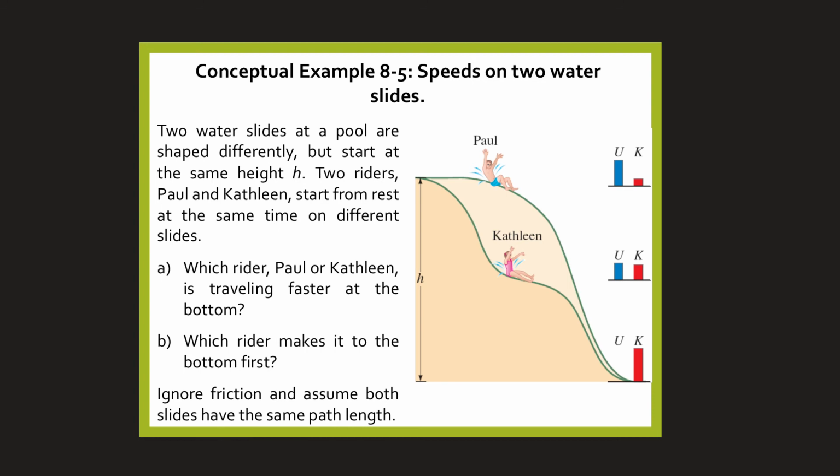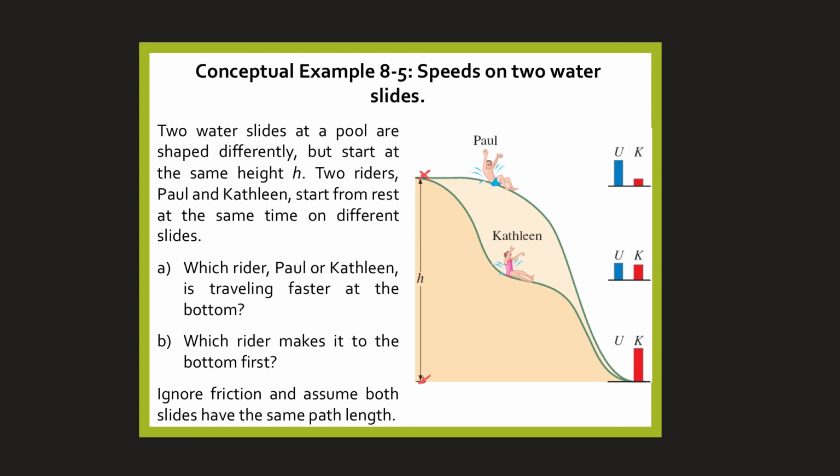They are going to travel at the same speed at the bottom, because even though the shape of the slide is different, it starts and ends at the same points. So the potential energy is fully converted into kinetic energy, with the same amount of energy. That's the reason why Paul and Kathleen are going to travel at the same speed at the bottom.